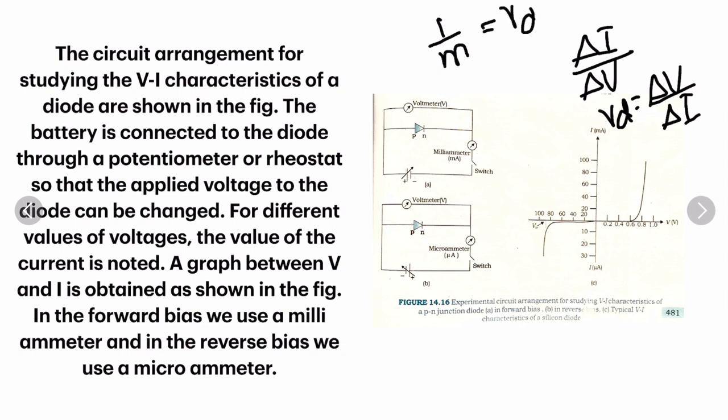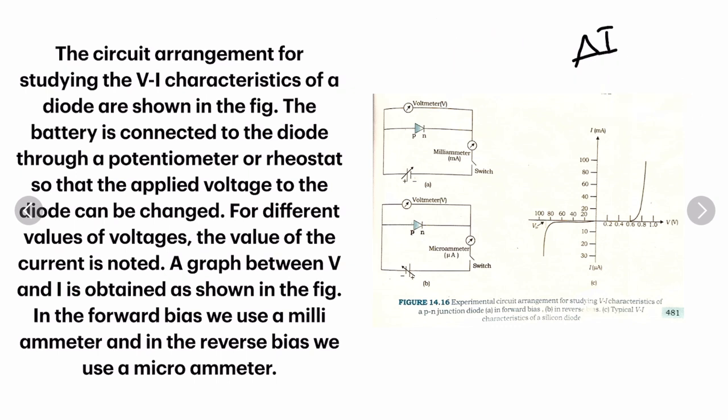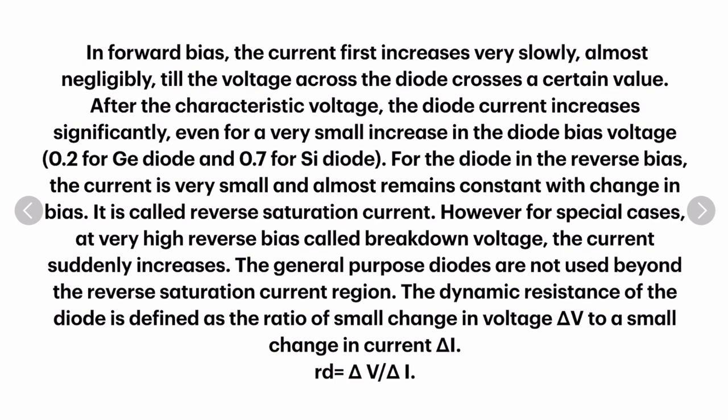Once you take the slope and make it a reciprocal, you will get the resistance of the diode. So this is all about the PN junction, forward bias and reverse bias circuit diagrams and the graph. Finally, you need to calculate RD, the dynamic resistance of the diode, that is delta V divided by delta I.